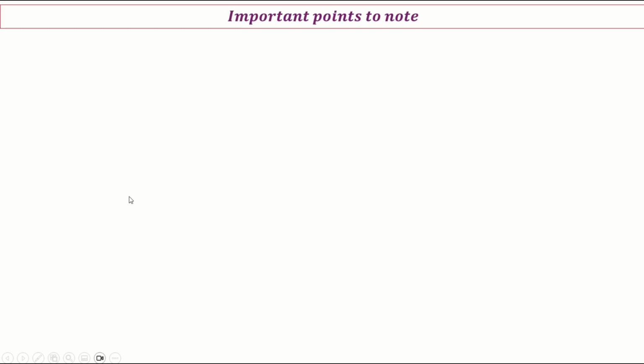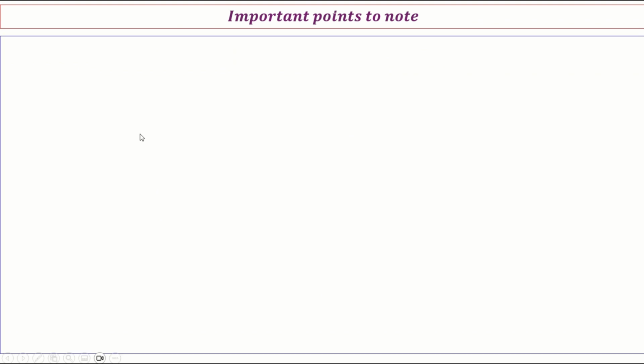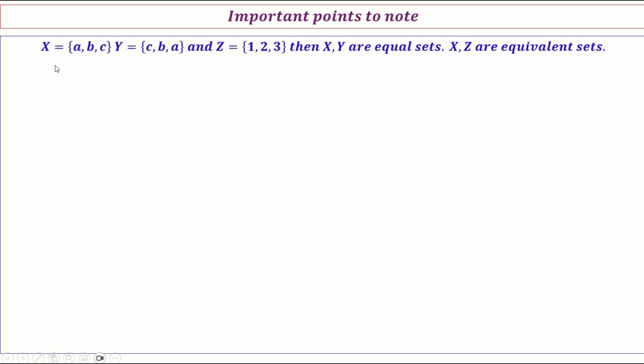Let's note down some important points before getting into the JEE questions. X equal to {a, b, c}, Y equal to {c, b, a}, Z equal to {1, 2, 3}. Then X and Y are equal sets, right? Both have the same elements a, b, c. So X and Y are called equal sets, whereas X and Z or Y and Z are called equivalent sets, because the number of elements are the same. So equivalent sets have the same number of elements.